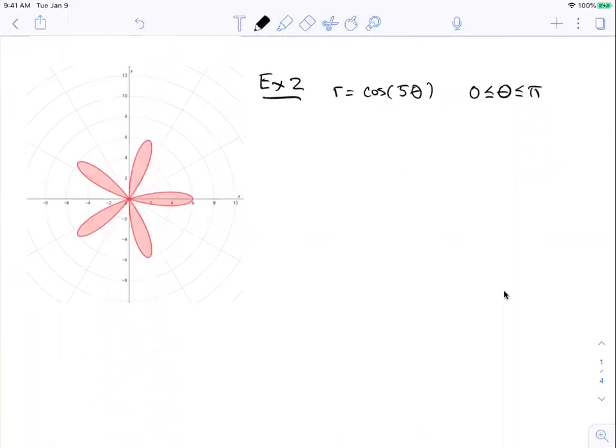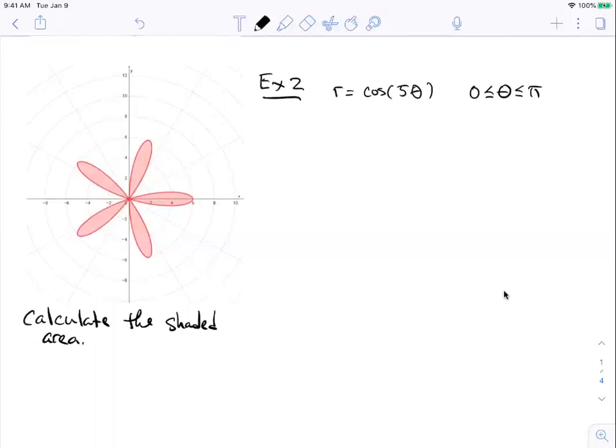Second example, I've drawn one of those roses. I hope that in that activity from 10.3 part 2, you got on Desmos and played around. It's not a surprise to you that with this rose with an odd multiplier 5, it has 5 petals. And what I'd like to do is calculate the shaded area, the area inside this rose, r equals cosine 5 theta.